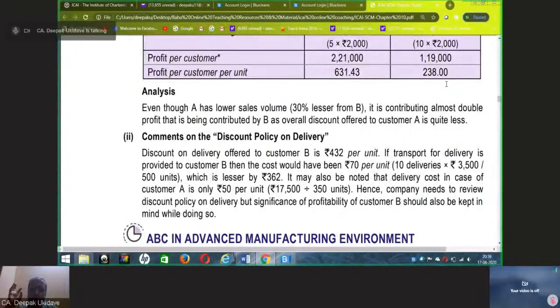So we should just draw a word of caution to the management that please do not ignore profitability of customer B. Customer B is certainly bringing profit of 238. We can't ignore that. Not only that, he is placing bulk orders of 500 units. Dissatisfying any customer is not the objective of any organization, and therefore we want to retain customer B. But to some extent, the discount policy on delivery can be reviewed and revised if felt necessary.